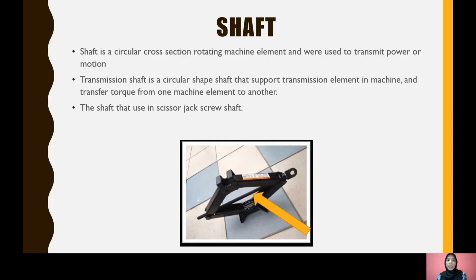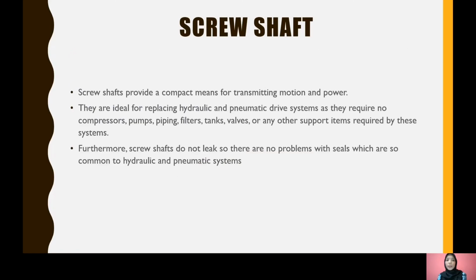Component 3, shaft. A shaft is a circular cross-section rotating machine element used to transmit power or motion. A transmission shaft is a circular shaft that supports transmission elements in a machine and transfers torque from one machine element to another. The shaft used in the scissor car jack is a screw shaft. Screw shafts provide a compact means for transmitting motion and power.